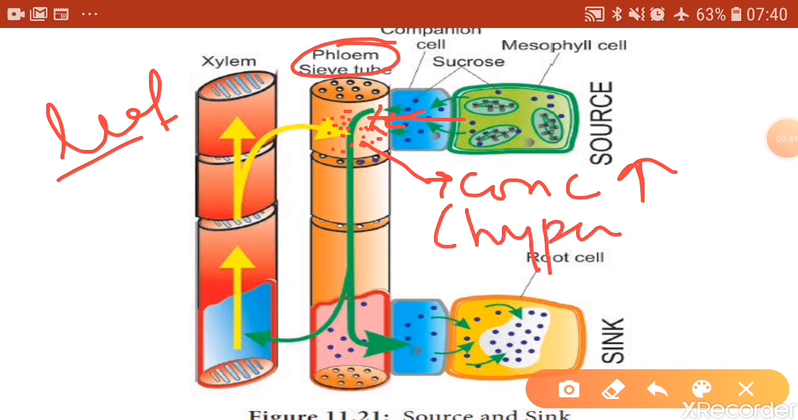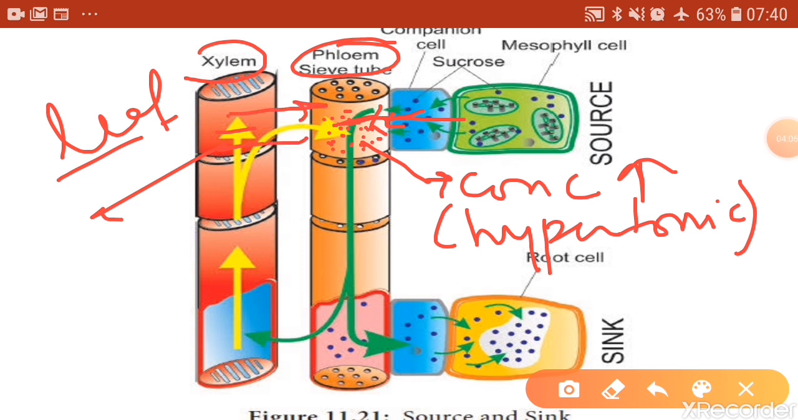It becomes hypertonic. Hypertonic when compared to what? When compared to the water or the fluid that is present in the xylem. So here the sap has become hypertonic, that is, the water concentration in the sieve tubes is quite less when compared to the water which is present here in the xylem vessels. As a result of this, water from the xylem vessels will move.